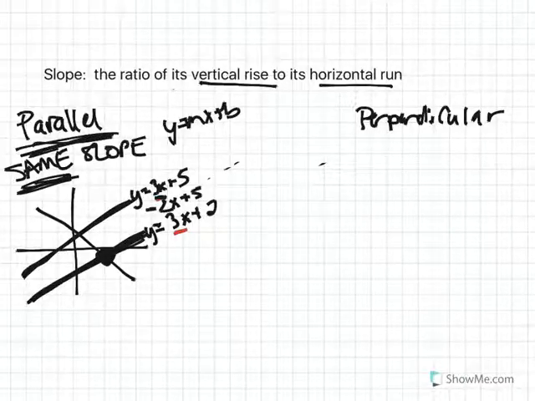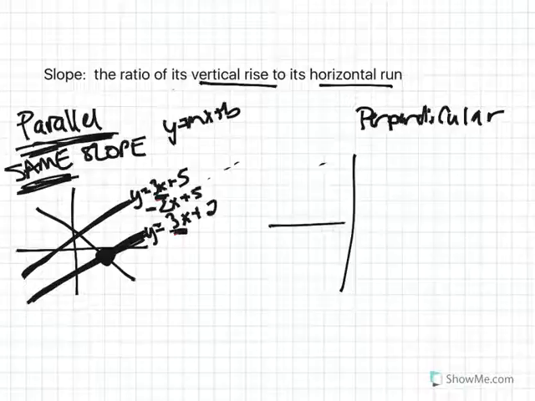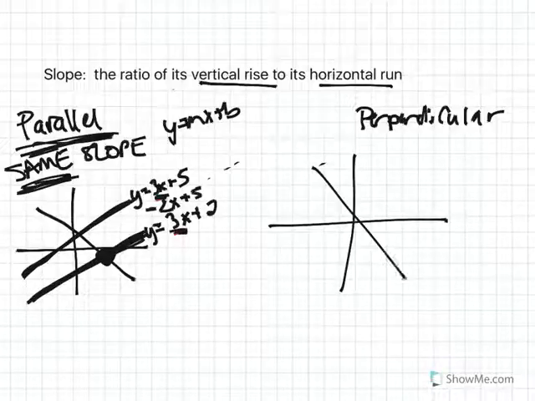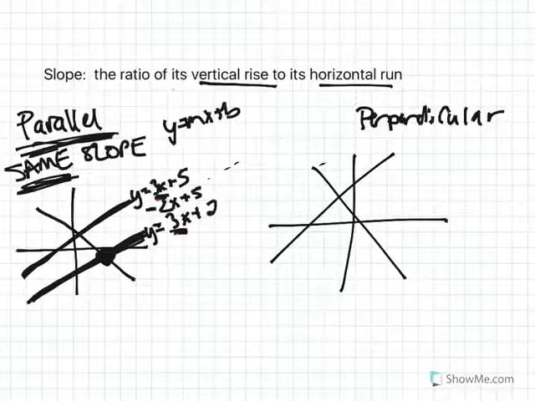So if you have 2 different lines, and they both have the same coefficient on the x value, they're going to be parallel. Parallel lines have the same slope. Perpendicular lines are lines that intersect at 90 degrees.